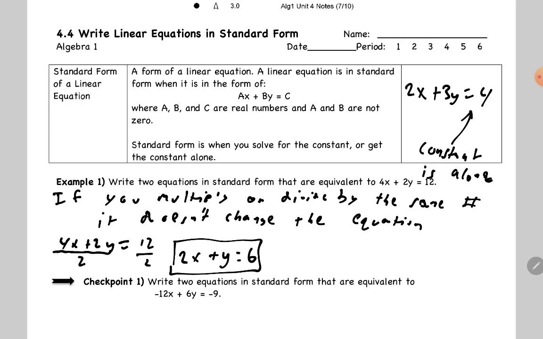And then let's do a multiplication example. So let's take 4x plus 2y equals 12. And then just, let's say, multiply by 3. So I would get 12x plus 4, or 3 times 2 is 6y equals 36. So this would be another equivalent equation.